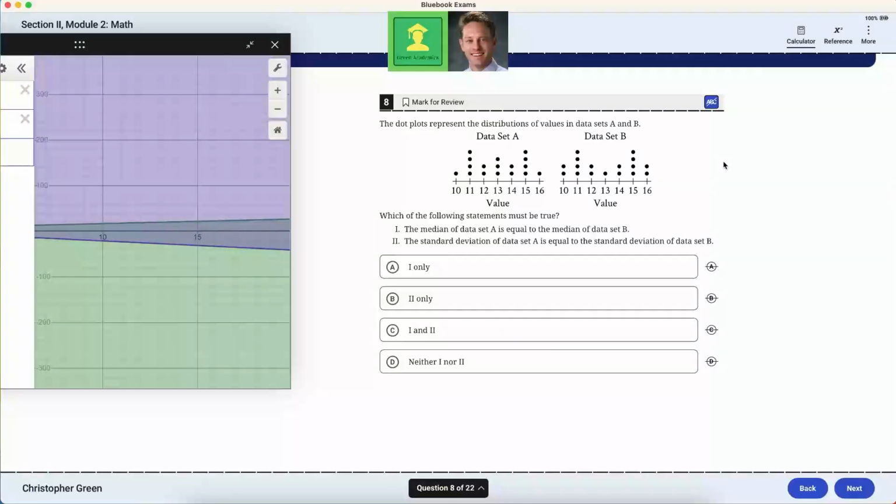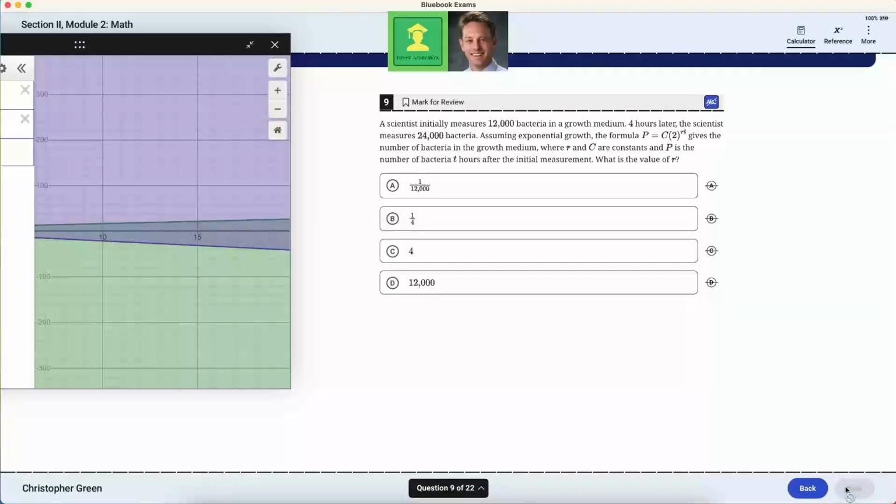The median of data set A is equal to data set B: yes. The standard deviation of data set A is equal to that of B: no, right? The standard deviation of data set B is higher. So the answer is 1 only.